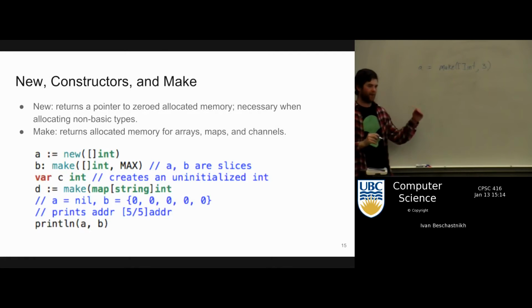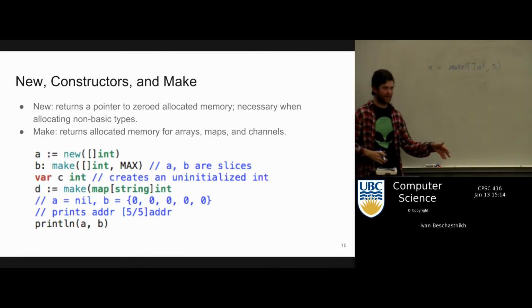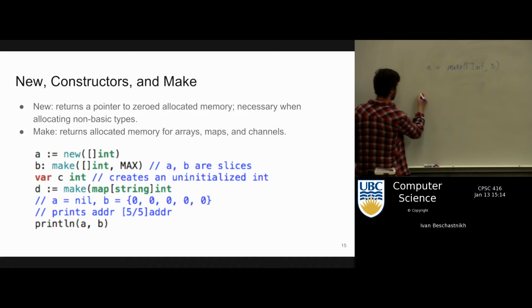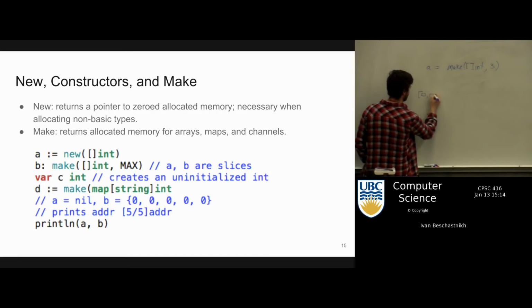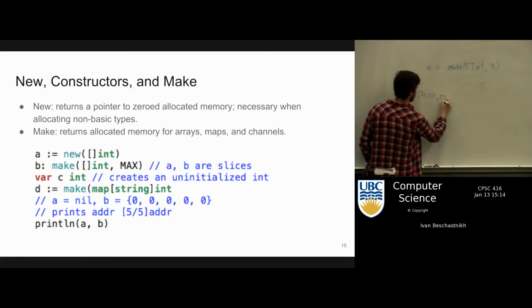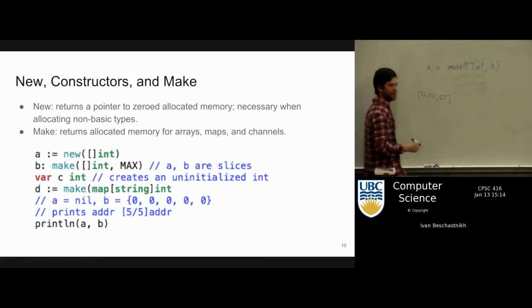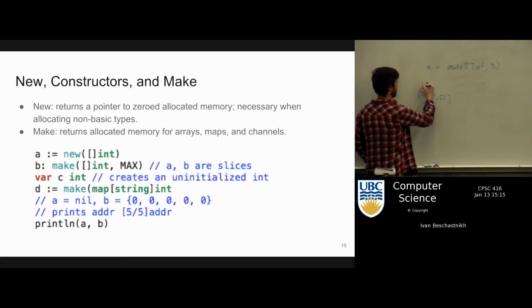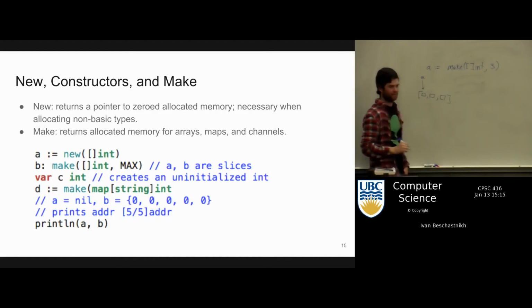We've created an array that's hidden. What we get back is actually a slice that points to it. So in memory, you've got an array like this, slot 1, slot 2, slot 3, and what you get back is a pointer to that, and that's what A is equal to.